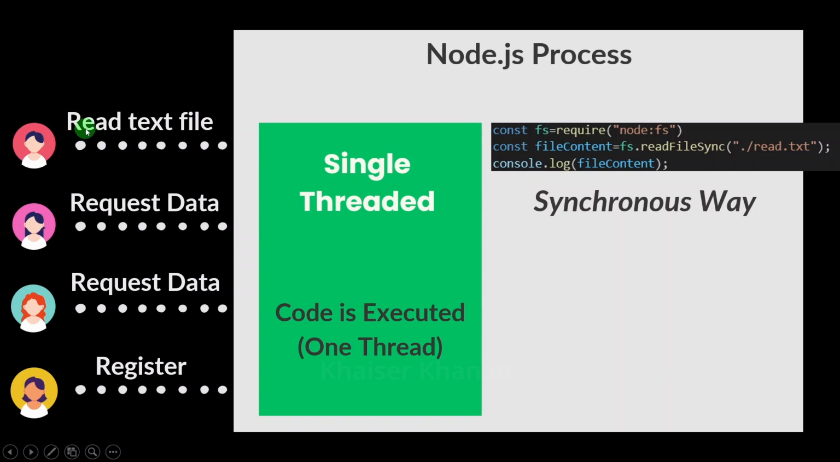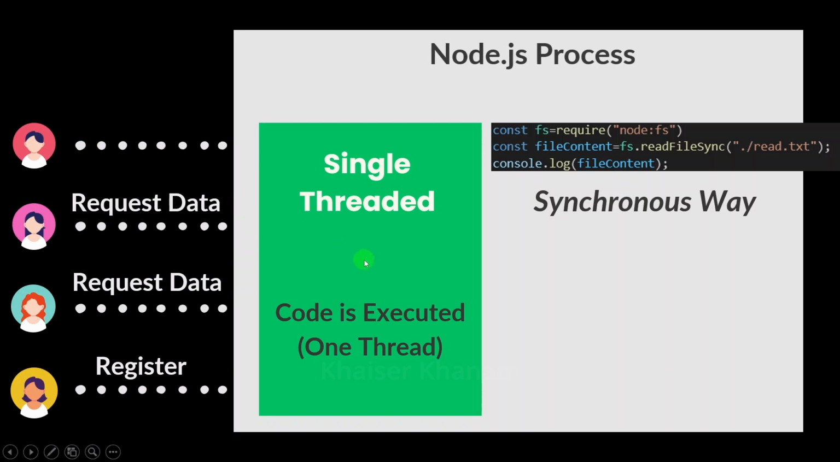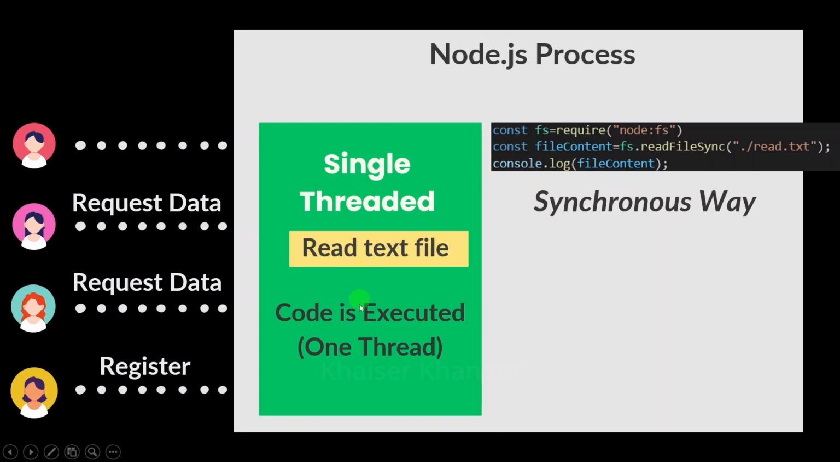Now suppose imagine this first user is trying to read the text file. So this text file will be processed in this single thread. And now this text file is very large and it will take 10 seconds to complete. So in this case, what happens? All the other users have to wait for 10 seconds, because now our main single thread is blocked.